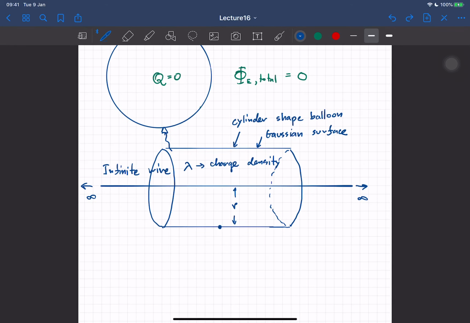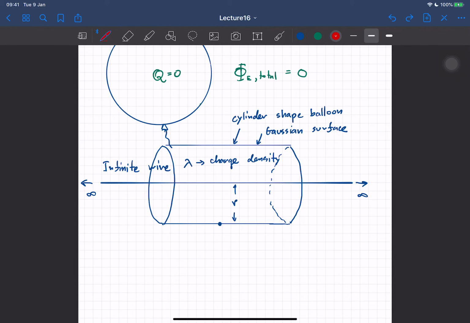The reason why we choose it like this is that we know from the symmetry that the electric field will point perpendicular to the wire. So it's going to point out in every direction. It's a little bit hard to draw, since I'm trying to draw in 3 dimensions here, but I hope you get what I'm trying to say. The electric field is pointing away from the wire in every direction, in a perpendicular way. So the Gaussian surface is a cylinder.